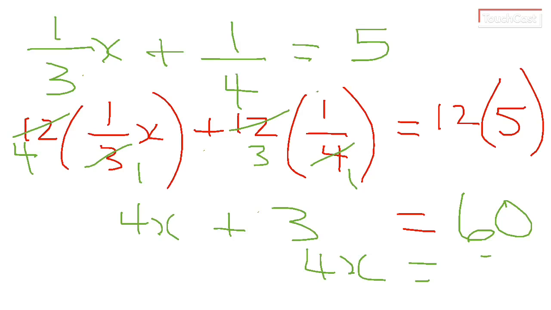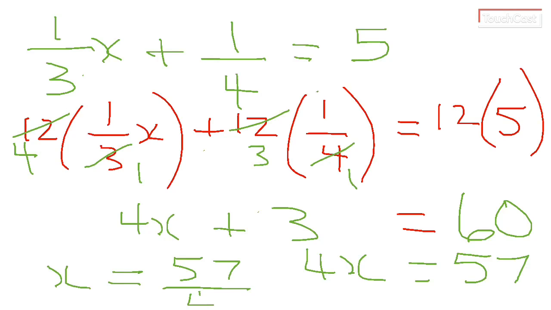Then x is equal to 57. And then this one isn't going to solve nicely for us because 57 doesn't divide easily by 4. So we would get 57 over 4, or you would divide it and make that a decimal.